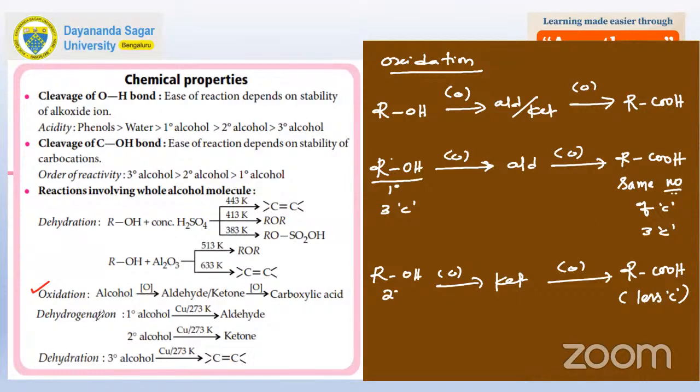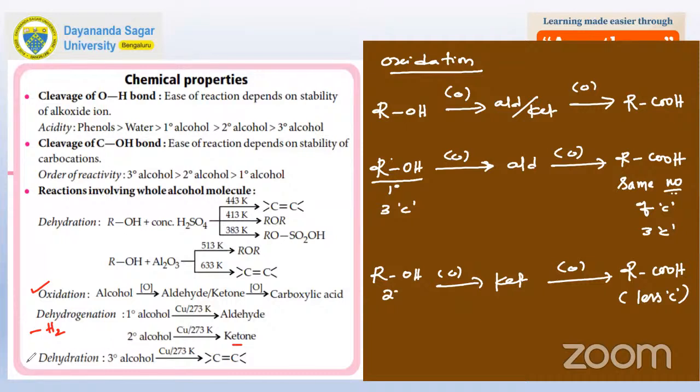What is dehydrogenation? Removal of hydrogen. When you remove hydrogen, primary alcohol gives you aldehyde, secondary alcohol gives you ketone. And the reaction condition is copper metal at 573 Kelvin. Very, very important this is.